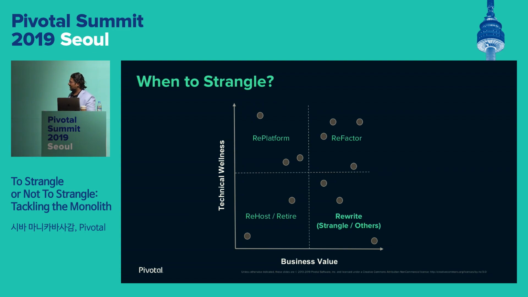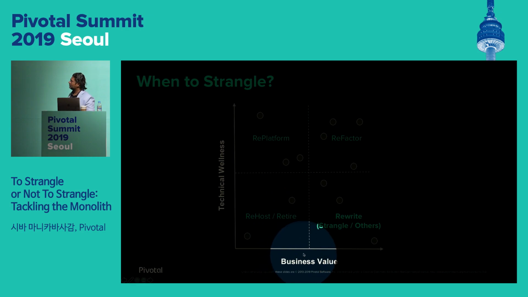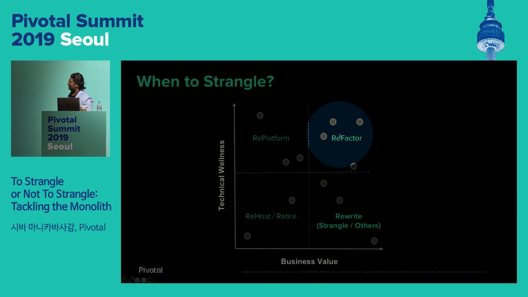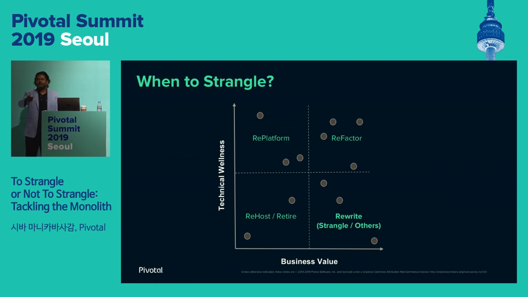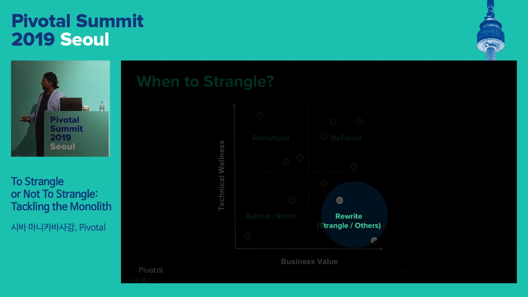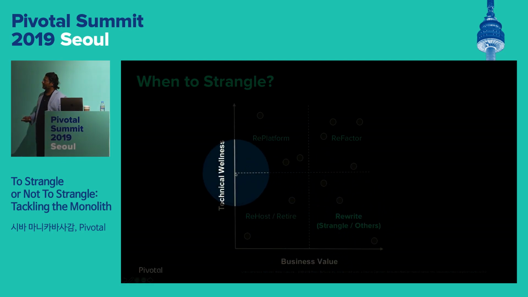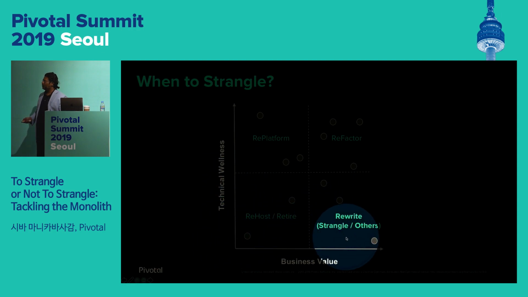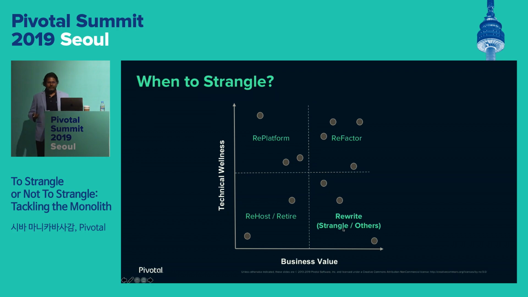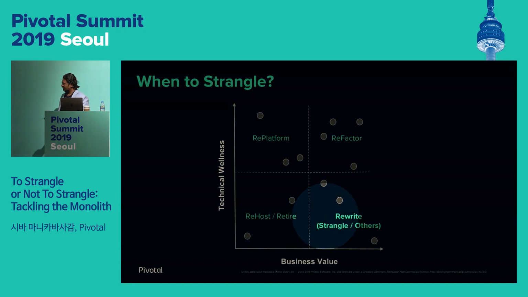But let's say it's a fairly high business value application, right? And in case the technical wellness is pretty good, it's recently written, it's got a lot of investment from your businesses, then you could potentially refactor it and still have the benefit of both operational as well as scalability within your new application. But, and this is where strangling comes in, let's say your business value is high, but your technical wellness is low, then you have no option but to rewrite it, right? And within rewrite, you have a couple of different options. One of them is strangling, right?